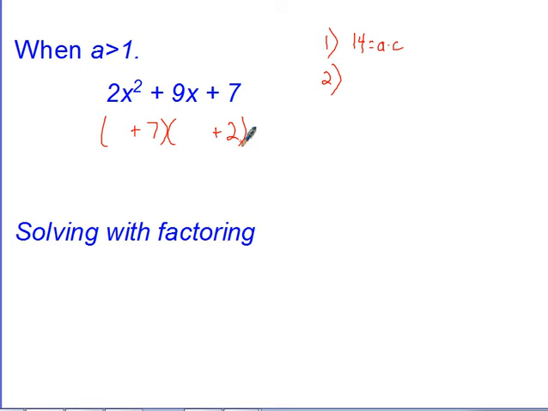Because what goes up front? AX. It's not always just an X, it's AX. And in this case, what was my A? 2. So I'm actually going to have a 2X and a 2X. Does everybody see that? Am I done? No, because what's my last step?